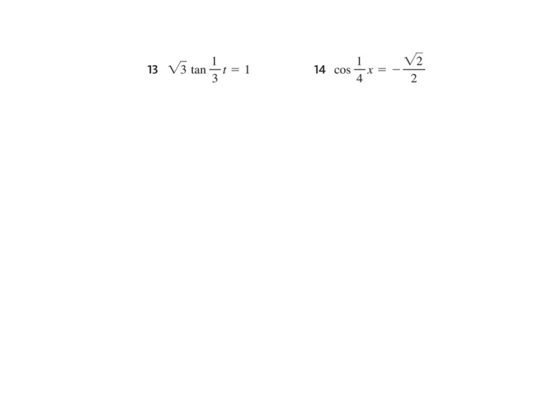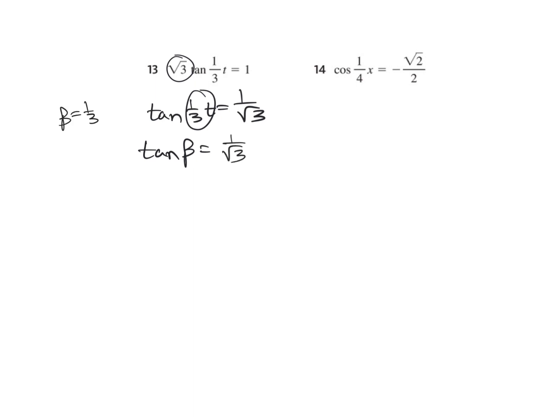Okay, so now let's solve this. Let's divide off the square root of 3. So the tangent of 1/3 t equals 1 over the square root of 3. Again, let's just call it something different. The tangent of beta equals 1 over the square root of 3. So beta equals 1/3 t. All right, so now where does the tangent equal 1 over the square root of 3? So you have a short leg over a long leg. Okay, so tangent is y over x. So y is the short leg and x is the long leg.